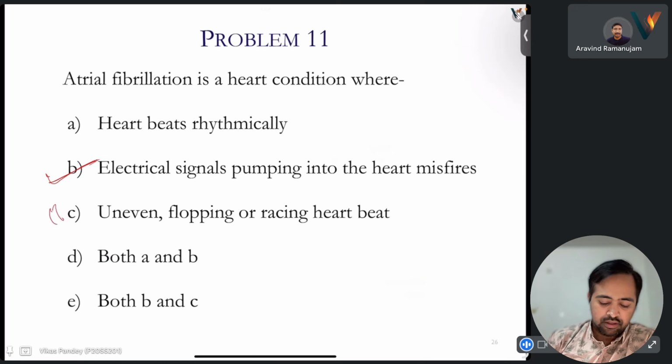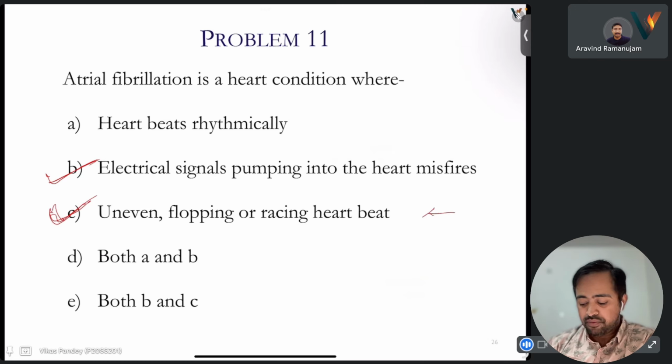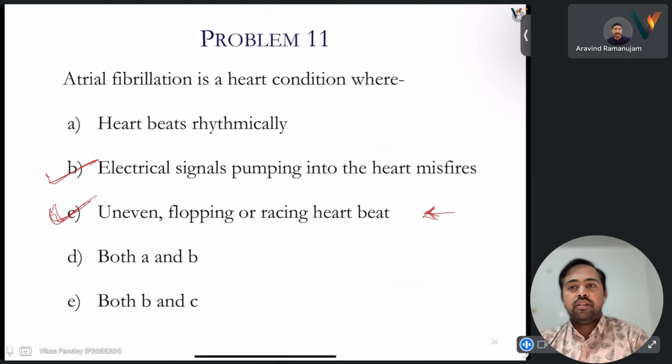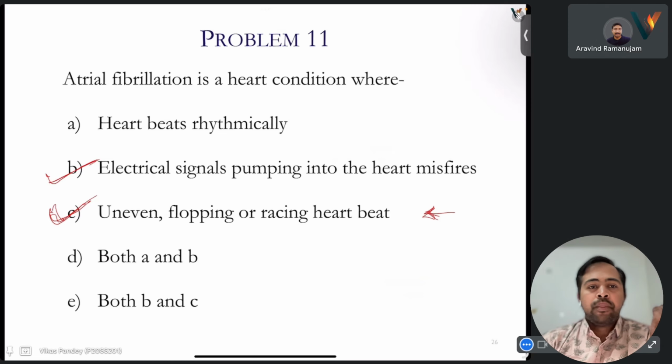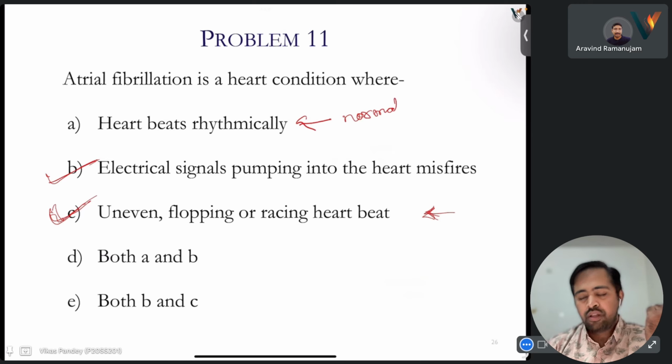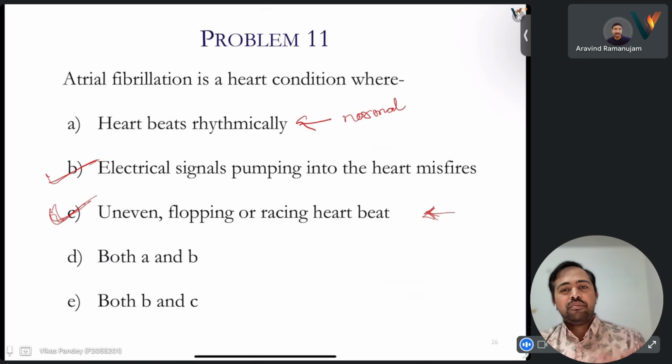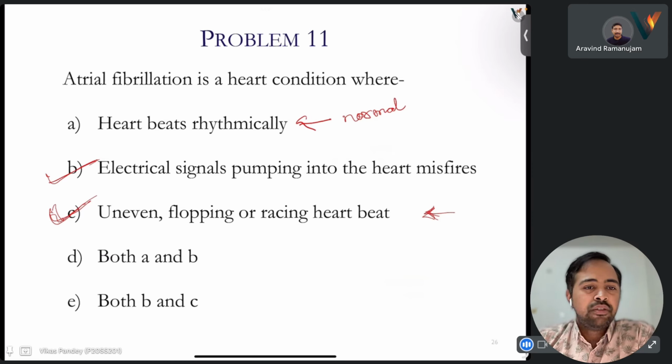Yes, and that is actually the indication of atrial fibrillation. Like sir said, a feeling of something moving in the heart, like something is moving inside your heart, near your heart. So uneven flopping and racing heartbeat, sometimes very fast, sometimes very slow. Yes, sir. The normal rhythm is broken. Okay. And this one is in a normal condition. So we don't feel it since we are accustomed to normal. So what should be the answer? B and C, both, right? Both B and C.